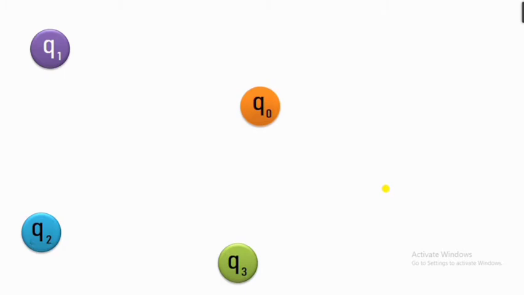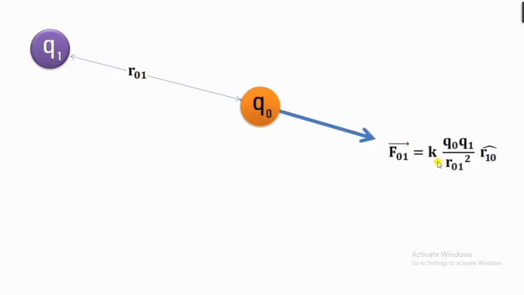Suppose we have four charges q0, q1, q2, q3, and we want to find the force on q0 due to q1, q2 and q3. First we find the force between q1 and q0. If the distance between them is r01, then the force is given by this expression, which is the vector form of Coulomb's law, and r10 is the unit vector from q1 to q0. So the direction of this force will be in this direction.